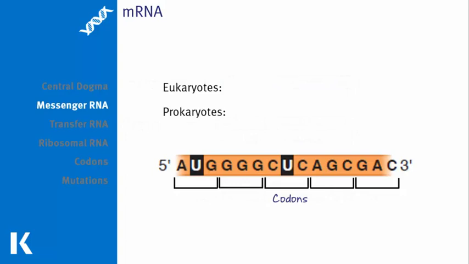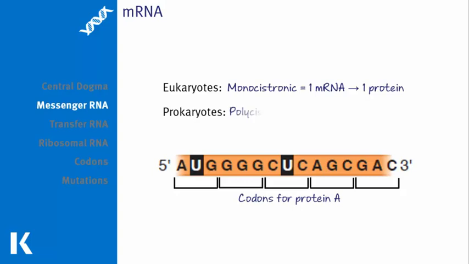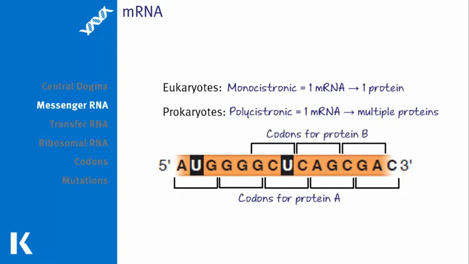Eukaryotic mRNA is monocistronic, meaning that it codes for only one protein. For example, in a eukaryotic cell, this protein would be protein A. Prokaryotes, on the other hand, are polycistronic, and one mRNA can lead to different proteins. The translated protein depends on where it begins on the mRNA. For example, the same protein A could be translated starting at the beginning. Starting in the middle, however, can yield an entirely different protein, protein B.